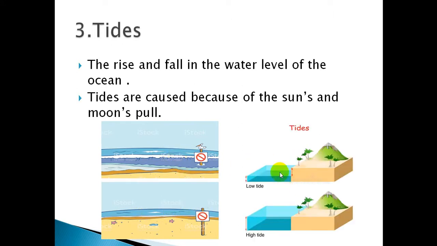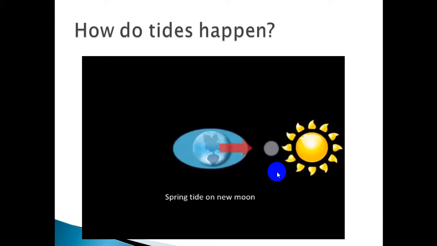Okay, also this is another picture for low tide and high tide. In the low tide, the level of the water falls down, or the water level becomes low, and here in the high tide, the level of the water becomes higher, and this is in the same day. Okay, so the rise and the fall of the water level is called tides.